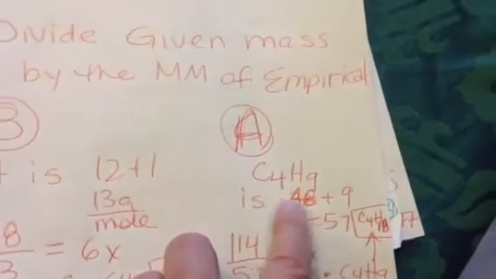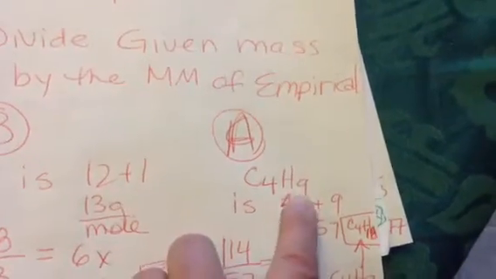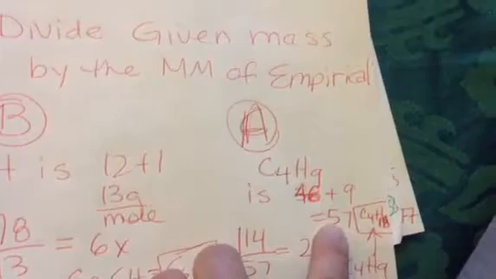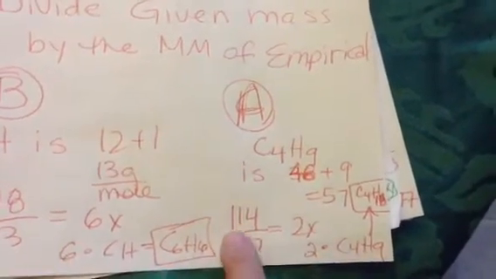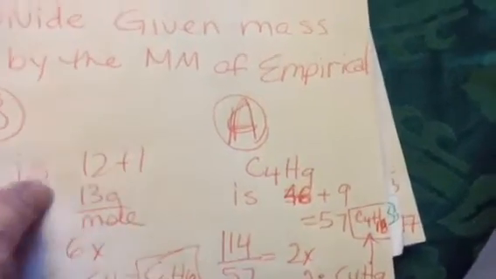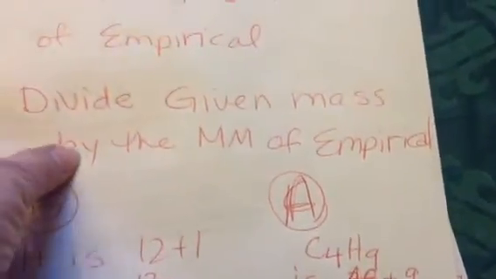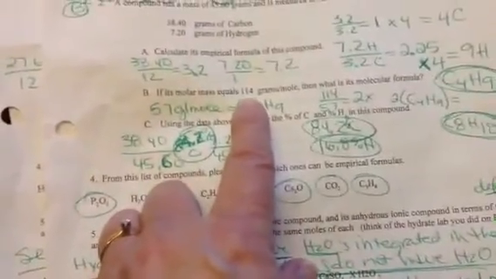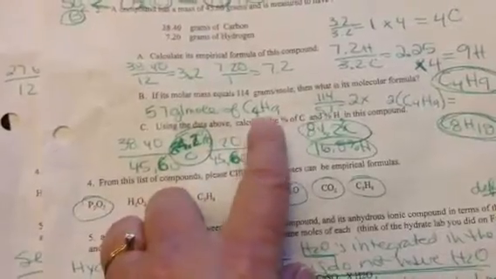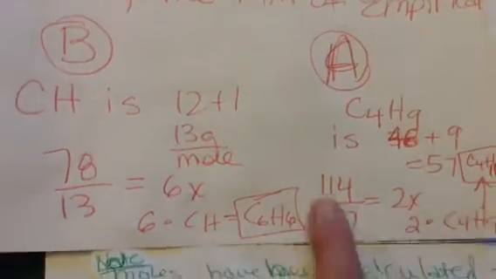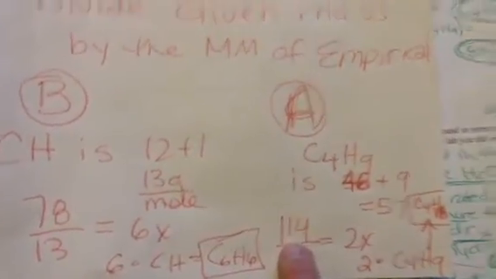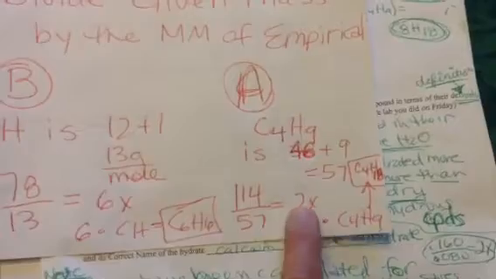Okay, so for the A quiz with C4H9, you're going to take 48, plus 9 to get 57. How many 57s go into the number given in the problem? In the problem, it was, flip over to that, we move the paper here, you had 114. So when you add up the molar mass of C4H9, it's going to be 57. So how many 57s go into 114? You're going to times that by 2, 2 times.